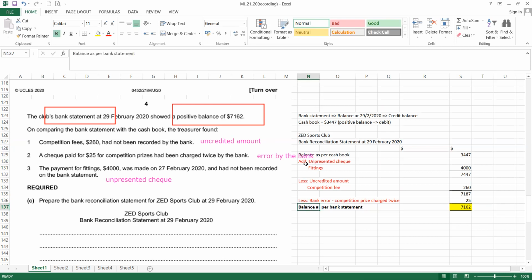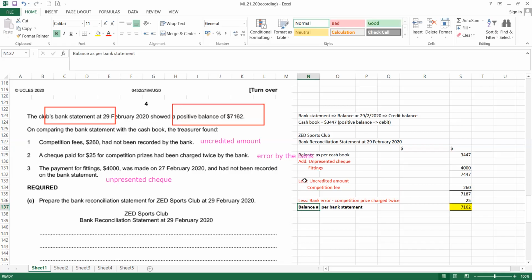Okay. And why is this one add, this one less? Because when we prepare the bank reconciliation, we start from the cash book. Actually, we are standing from the bank statement point of view to look into these 3 transactions. For example, balance as per cash book, add unpresented check. Why do we add unpresented check? Because standing from the bank statement point of view, the bank has not given out the money. So the bank should have more money. When your bank statement has more money, we should increase the amount for the bank.